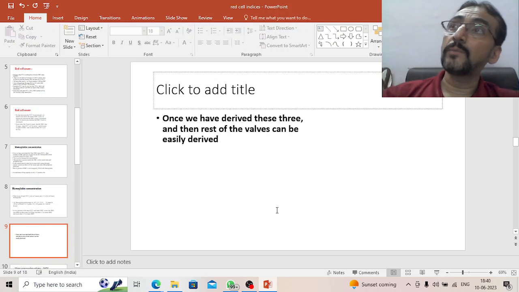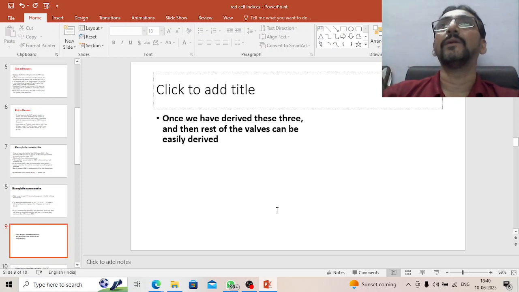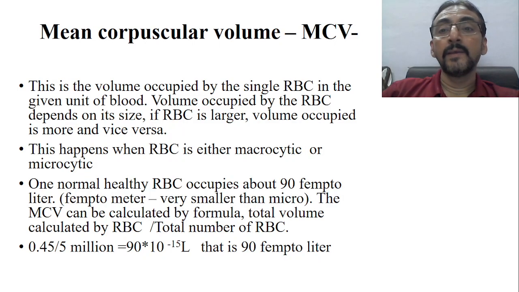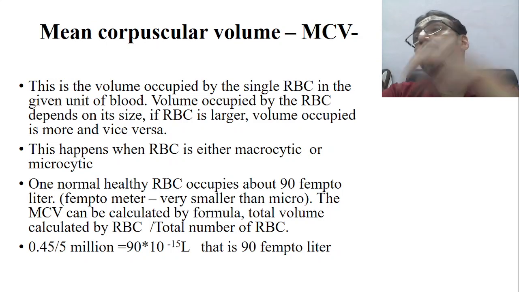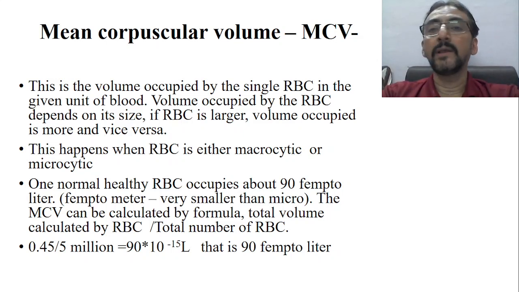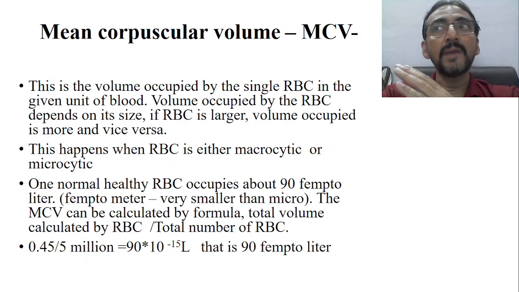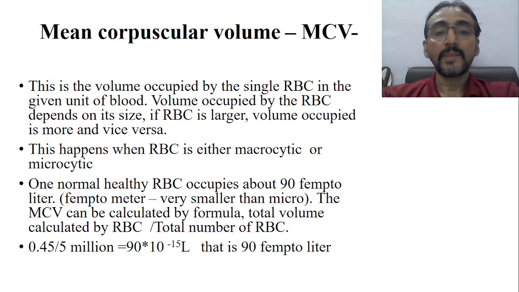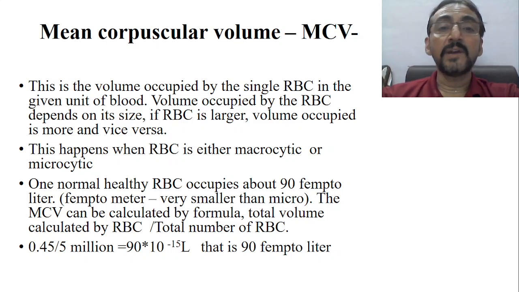So we got these three normal values. Now once you know these normal values, then now you can go further. How? Okay. Now we have to calculate mean corpuscular volume. Now try to understand very carefully. Mean corpuscular volume. Corpuscle means one cell, है ना? Red blood corpuscle हम बोलते हैं. So corpuscle. So mean मतलब average है, हमें पता है. Volume. What is this? This is the volume occupied by the single RBC. This is the volume which is occupied by the single RBC in the given unit of the blood.